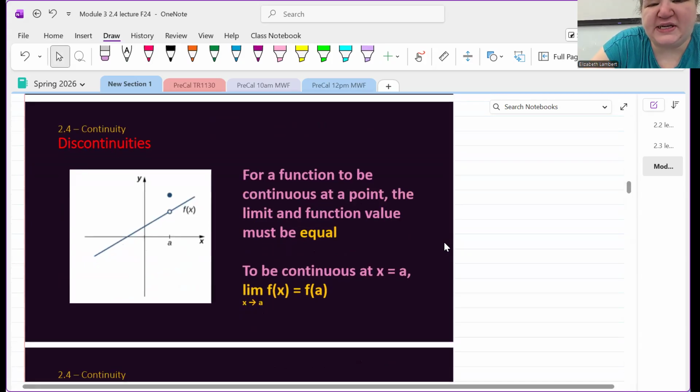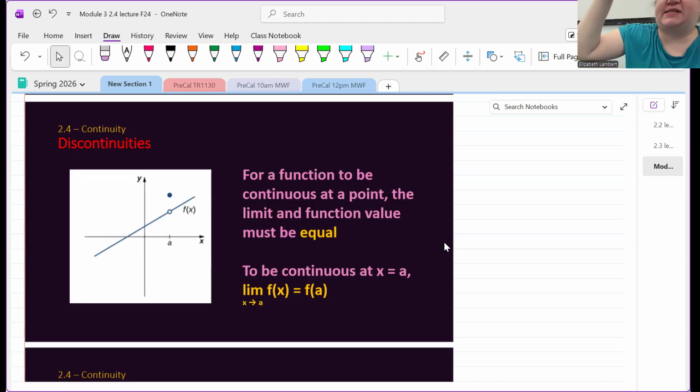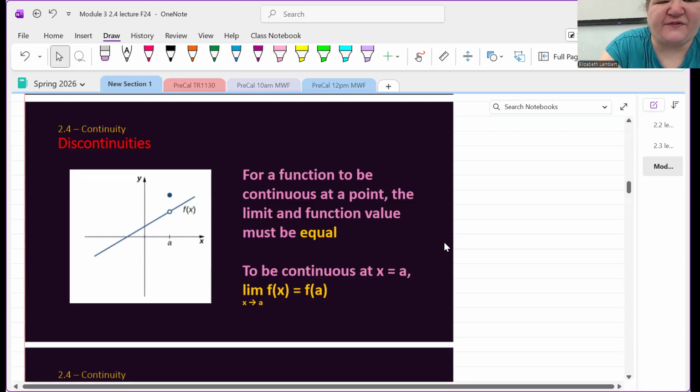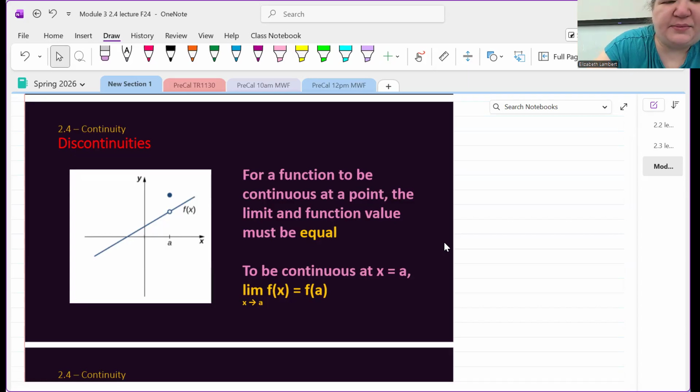Then for a function to be continuous at a point, the limit has to exist and the function value has to exist. And continuity requires that those two things be equal. So the left side of the graph and the right side of the graph have to come into the same value, and the point has to be filled in at that value. So this graph here is another removable discontinuity. It just happens to have a function value floating somewhere else. But that's enough to say it's discontinuous.